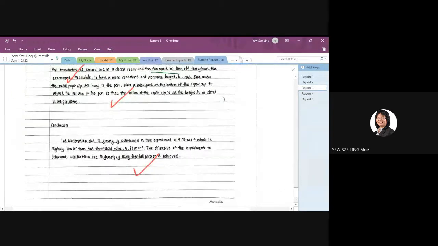For the conclusion: the acceleration due to gravity determined in this experiment is 9.7. You don't have to mention the theoretical value, but if you want to, nothing's wrong, go ahead. The objective of the experiment to determine the acceleration is achieved. Good, so just 2 sentences. Conclusions don't have to be long. Two sentences are more than enough to sum up the whole experiment. You say it is achieved. What is the proof? The proof is that you got this reading. Done. That is a good conclusion already.